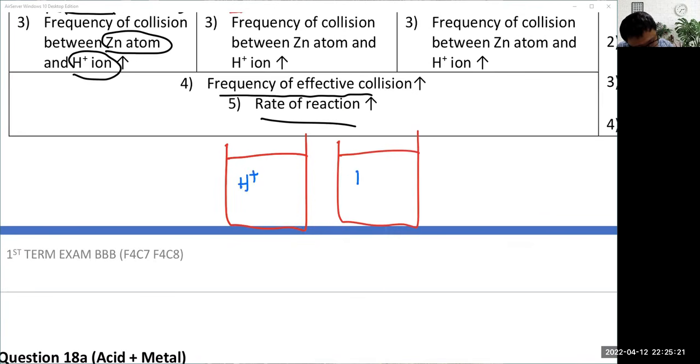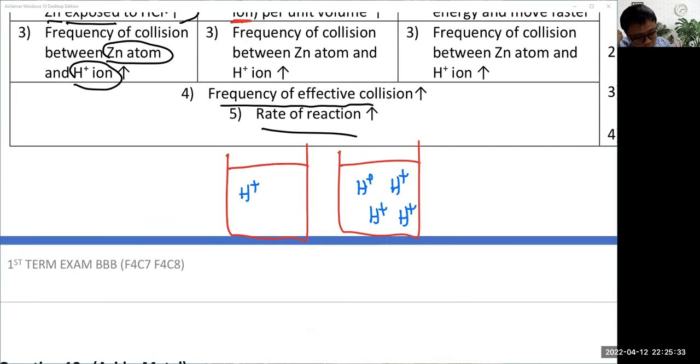So this is dilute. This is concentrated. Imagine in a lift, you have more people inside. When you have more people inside, of course, collision will be more because it is very packed, very close to each other. You'll collide here, collide there, like this. Okay. So remember, collision and effective collision are different.